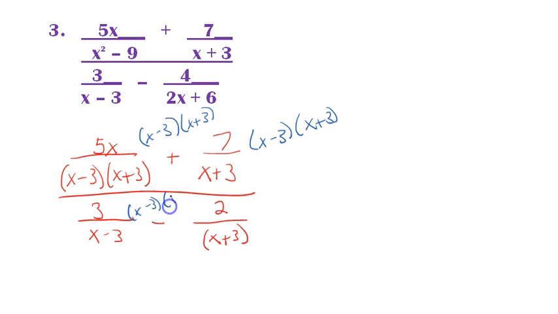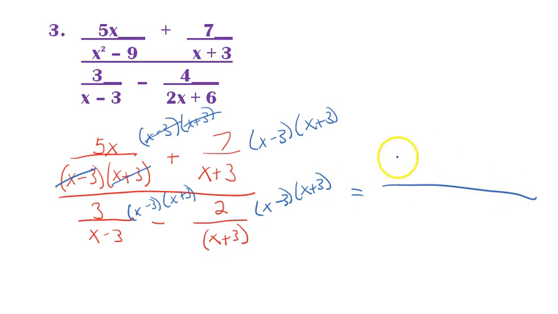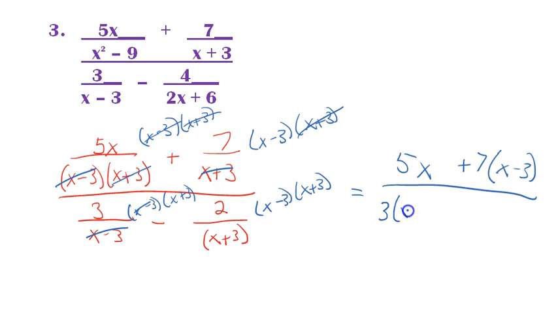X minus 3 and x plus 3, put it everywhere with each piece that's separated by a plus or minus. And then I can go through and cancel. In this first one, they're both going to cancel, and that's going to leave me with 5x. In the second one, the x plus 3's are going to cancel. That's going to leave me with 7 times x minus 3. In the bottom, the x minus 3's are going to cancel, and I have 3 times x plus 3. And then the x plus 3's cancel, and I have 2 times x minus 3.